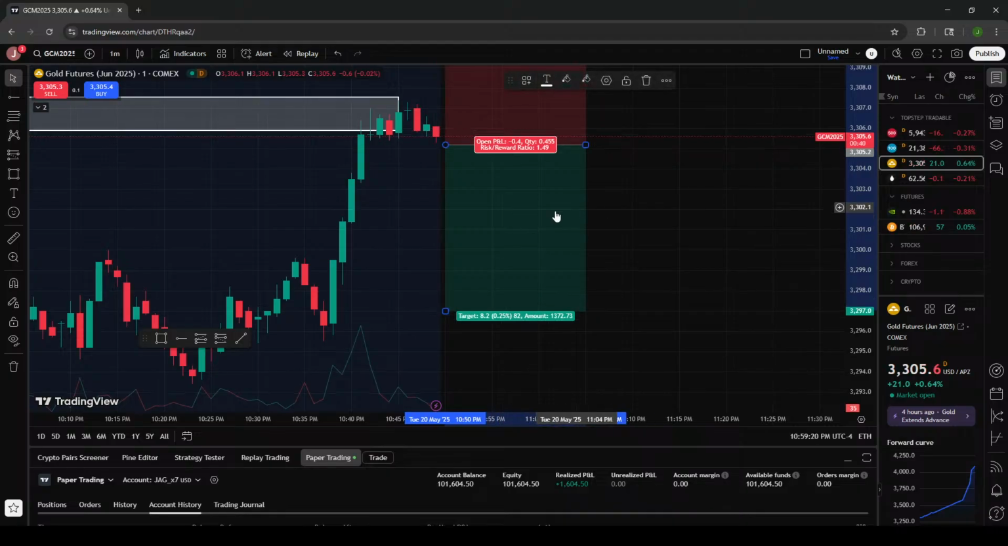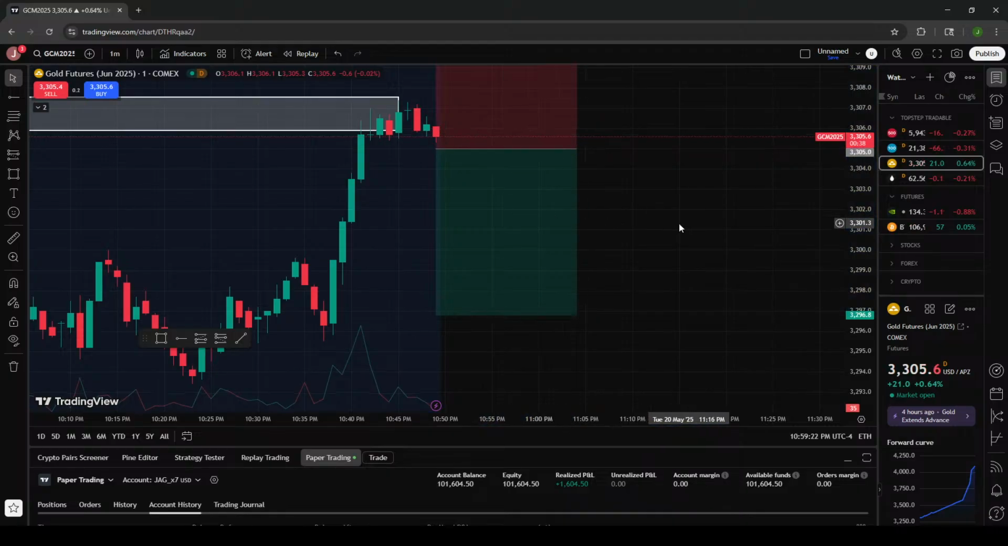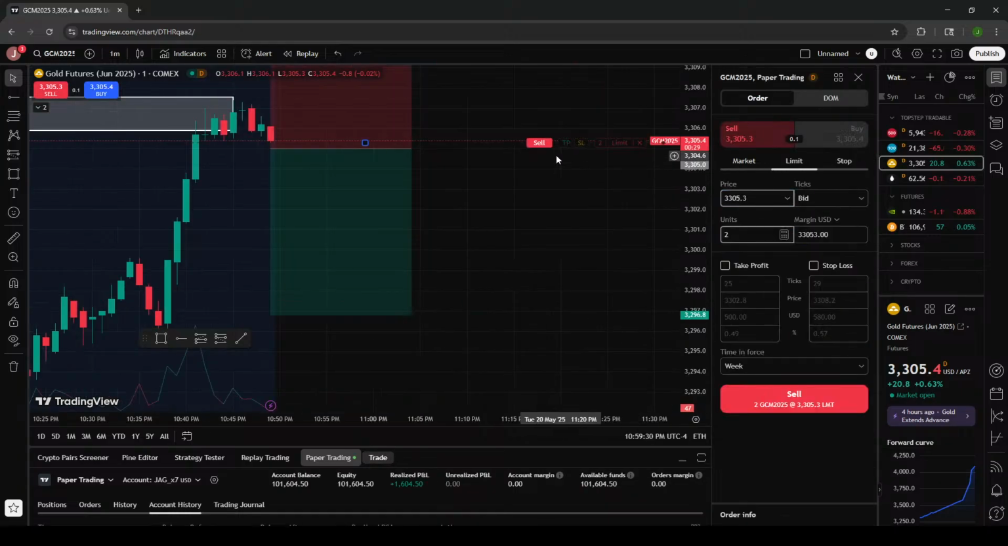Drop down to like 305 flat. You know what? This is what I'm gonna do. I'm gonna do a sell limit. We're going to do a sell limit 33050. Yep, there it is. Might be the one. We're gonna do two of them.